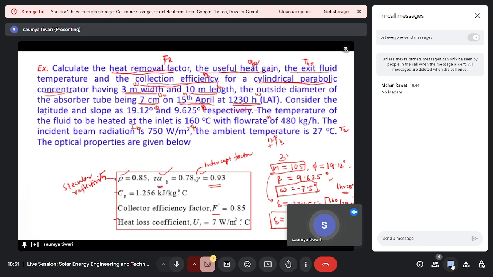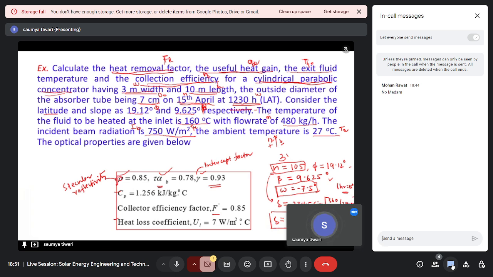Consider the latitude and slope, so your phi, the latitude, and the slope beta are also given. The fluid inlet temperature TFI is given, and the flow rate is also given in kg per hour. The incident beam radiation is 750 watt per meter square. The ambient temperature is 27 degrees Celsius. The optical properties are given. This rho is your spectral reflectivity.